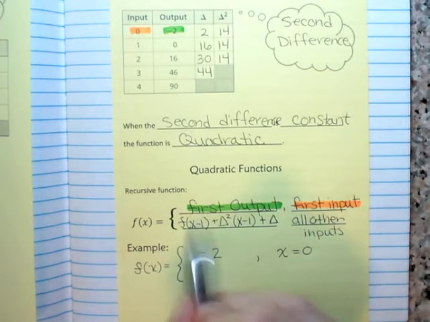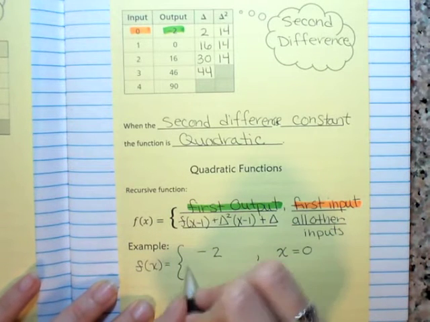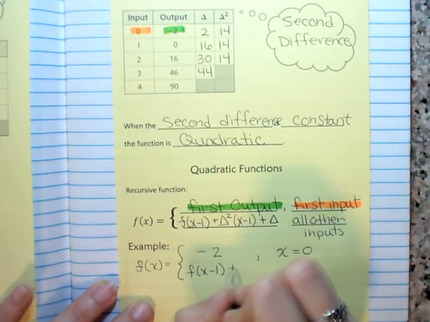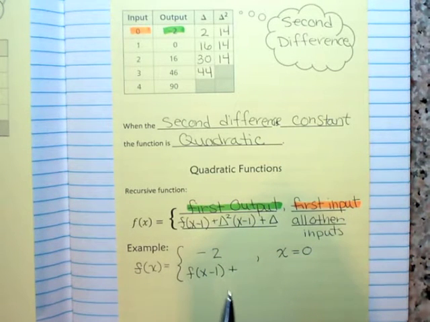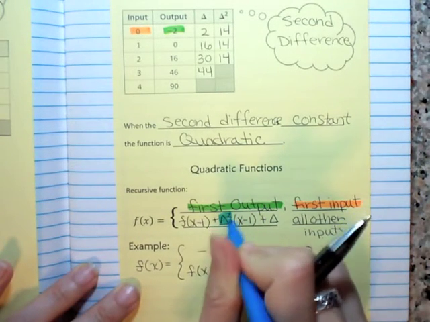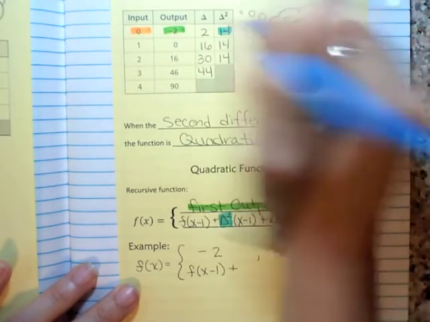Okay. So f of x minus 1, I don't need to highlight that because it's never going to change. It's always going to be f of x minus 1 plus, and then I do want to highlight my delta squared because that is going to change. It's dependent on your table. So the delta squared we got from our second difference column.